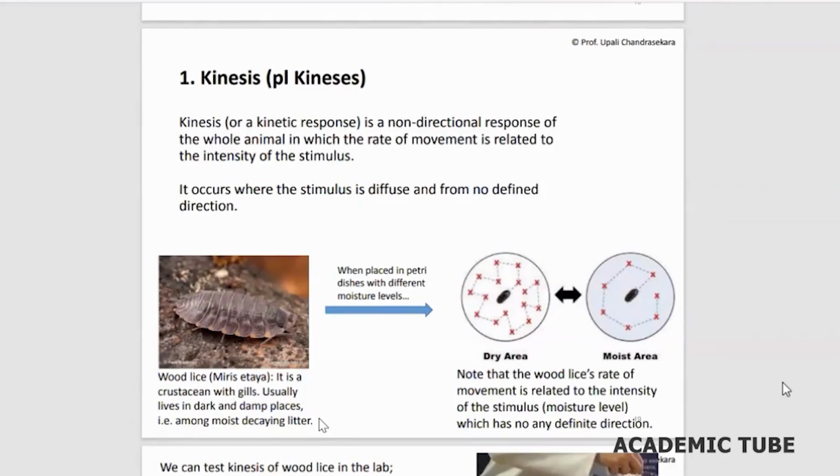Now there is a definition for kinesis. Kinesis is a non-directional response of a whole animal in which the rate of movements is related to the intensity of the stimulus.